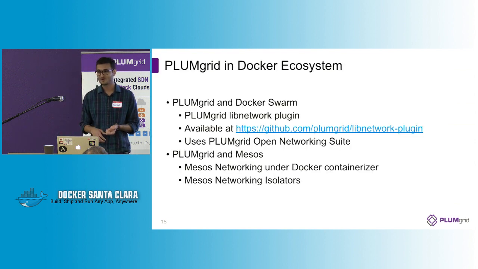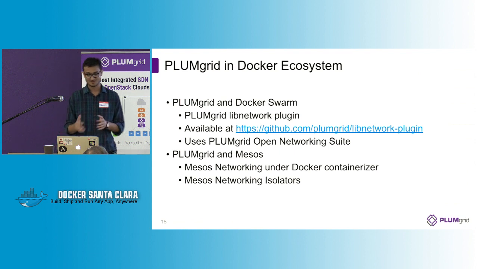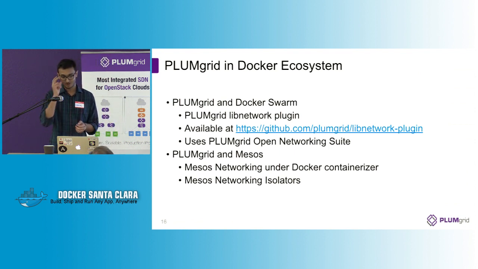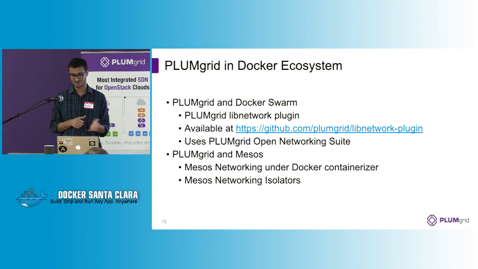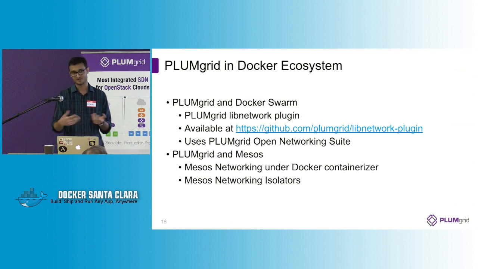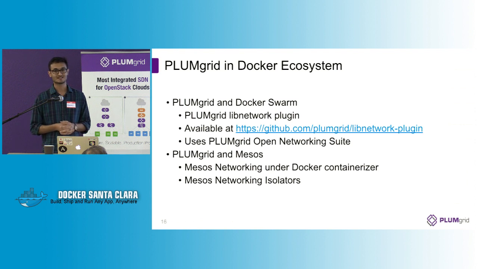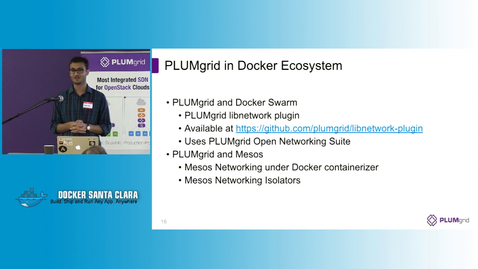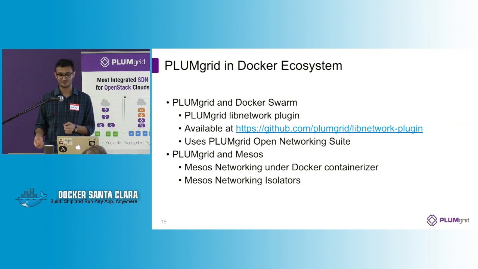So where's PLUMgrid's involvement in the Docker ecosystem? Specific to Docker here, PLUMgrid works with Docker Swarm or Docker as a libnetwork plugin. It's available on this link. And it uses PLUMgrid ONS, which is built on top of IOVisor. As the fellow over here asked a question, PLUMgrid is a remote driver, by the way. So the libnetwork plugin with PLUMgrid has more capabilities than a normal plugin out there. It offers multi-tenancy. You can do policies and have access to additional advanced features and functionalities in the networking space.